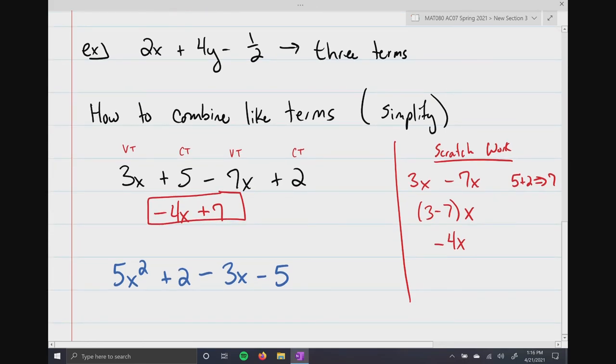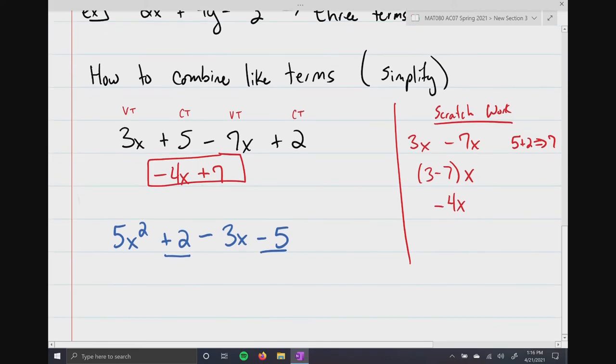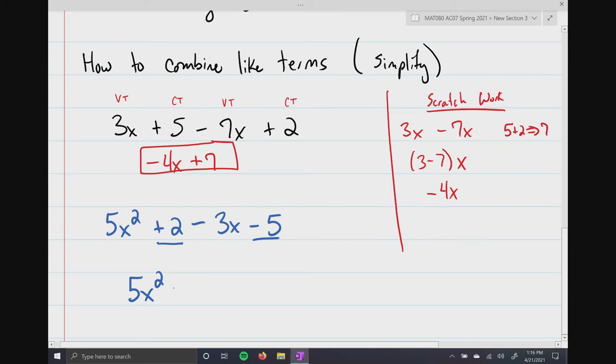Okay, looks very similar. I have variable terms, I have constant terms. And I'm going to tell you this right now. The only terms that I can combine together in this example are the plus 2 and the minus 5. That's it. So this result is going to be 5x to the second power minus 3x. And then 2 minus 5 is negative 3. So here's the question that I want to ask. How come in the first example, I can combine the variable terms, but in the blue example, the second example, I cannot? And if you can answer that question, then we can look at how we actually combine like terms?